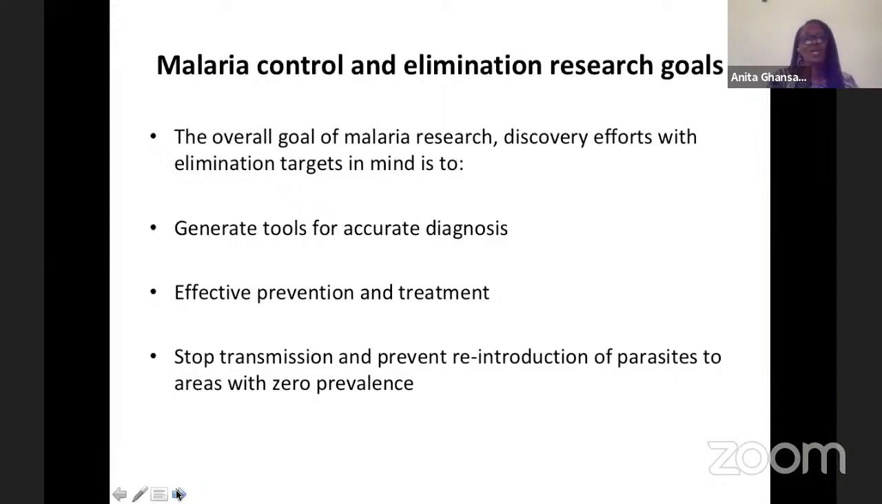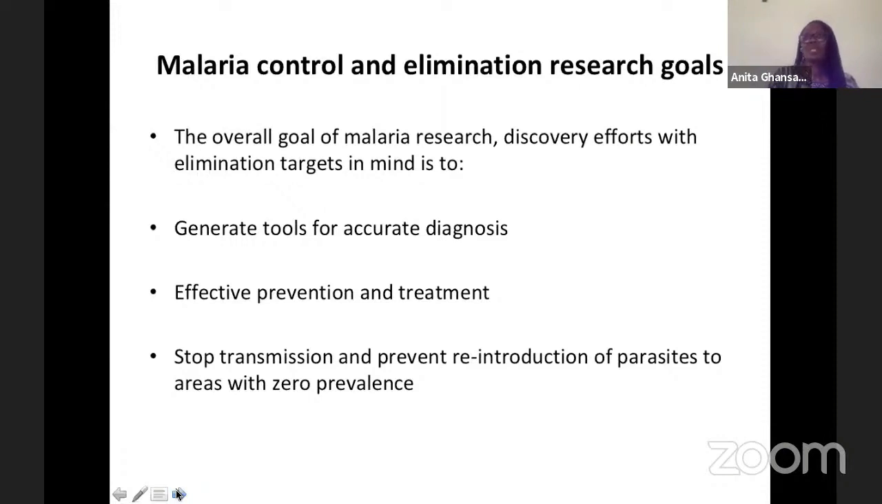I think that's where we are now. And the goal to do this is to come up with discovery efforts at new vaccines, drugs, and to maintain the elimination targets of zero prevalence of malaria parasites in our populations. And to do this, we will need tools for accurate diagnosis, because if transmission is reduced considerably, you will need very sensitive tools to diagnose malaria.